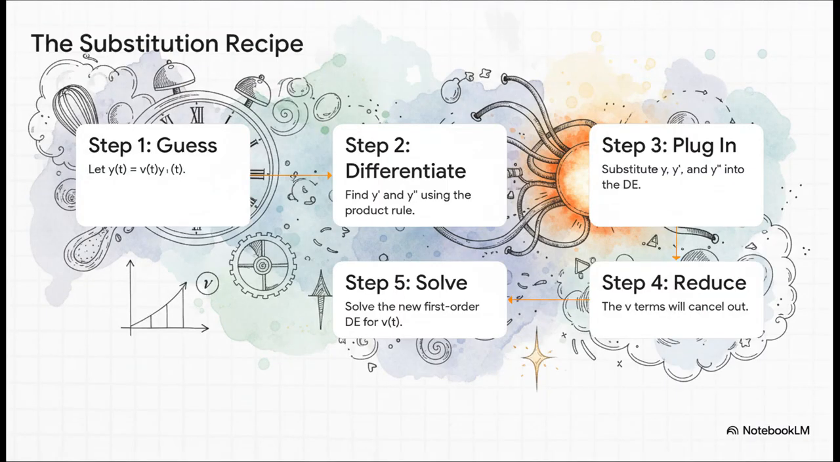This is your reliable go-to substitution method. You start with a guess, y equals v times y1. Then you just grind it out, differentiate it twice to get y prime and y double prime. Then you plug all of that stuff back into the original equation. And here's where the magic happens. Things start canceling out in a really beautiful way. The whole equation reduces, and you can solve for that v of t.